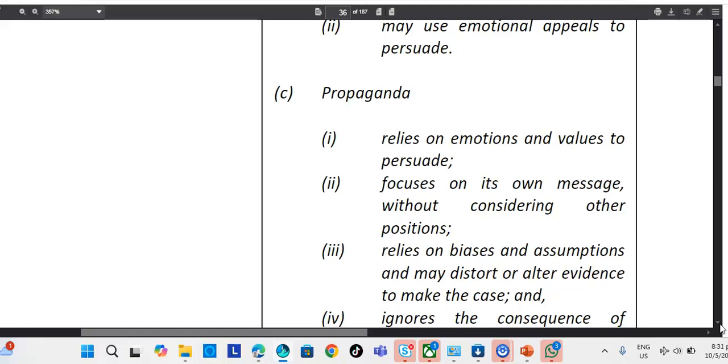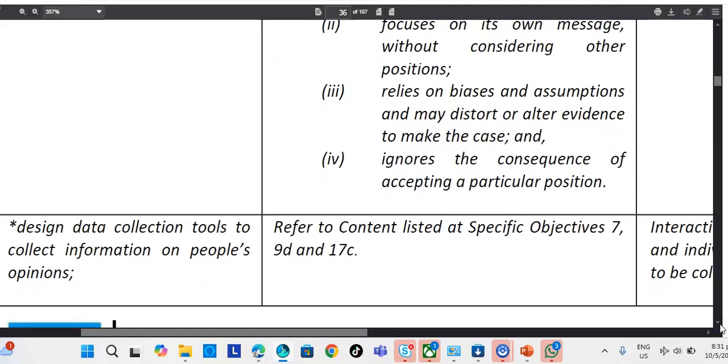When we talk about propaganda, it relies on biases and assumptions and may distort or alter evidence to make the case and ignore the consequences of accepting a particular position. Guys, please follow your syllabus closely because you will see these same topics coming out in the form of questions on your exam paper.